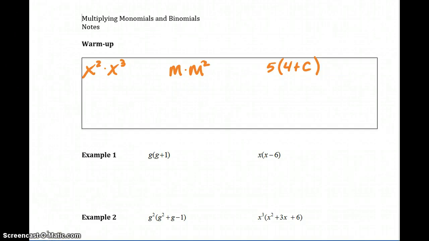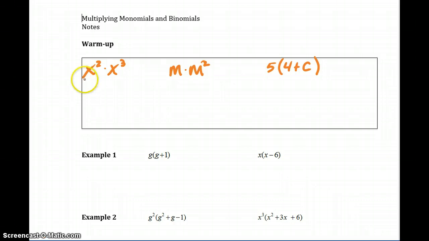The first thing I want you to work on right now is the warm-up. So go ahead and hit pause at this point and complete the warm-up problems. I will now explain the warm-up problems.